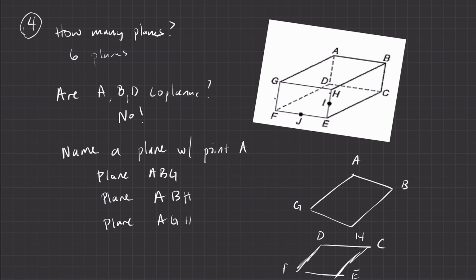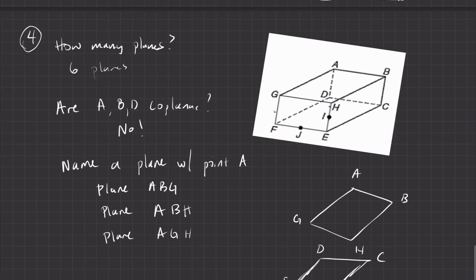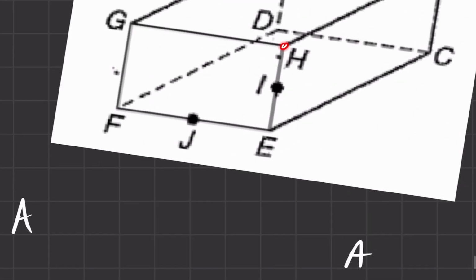Name any collinear points. Okay, let's take a look at this. We can see that collinear means points that lie on the same line. F, J, E are on the same line, okay? And then we can see over here, here's H, here's E, and that I is right there. So we can say that H, I, E are collinear as well, okay?